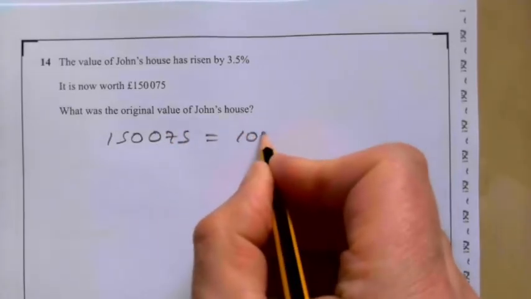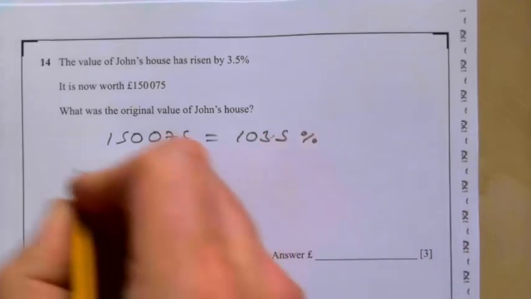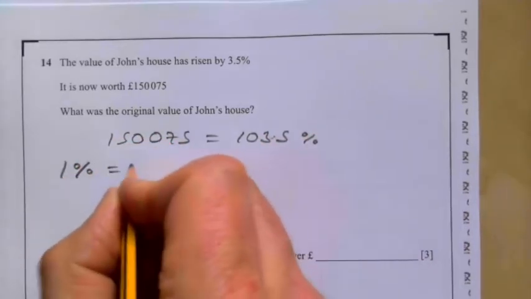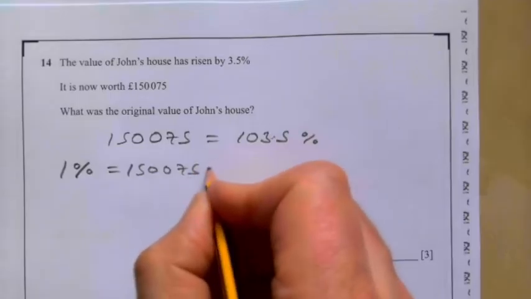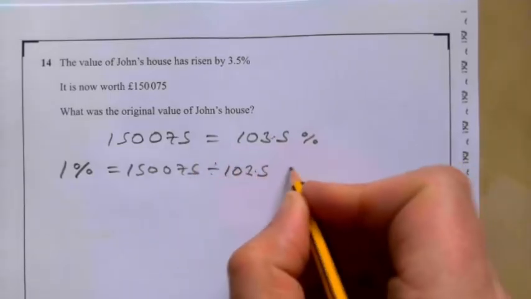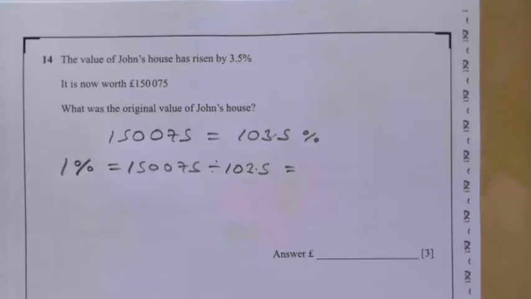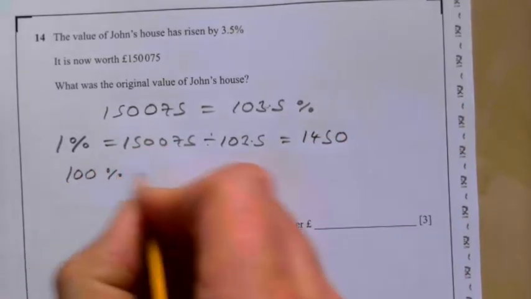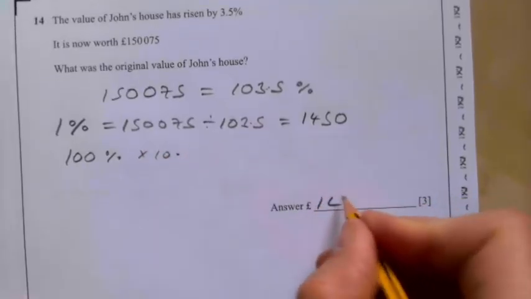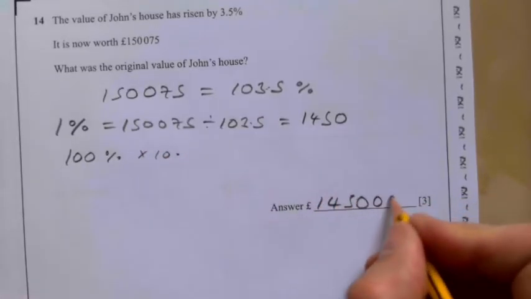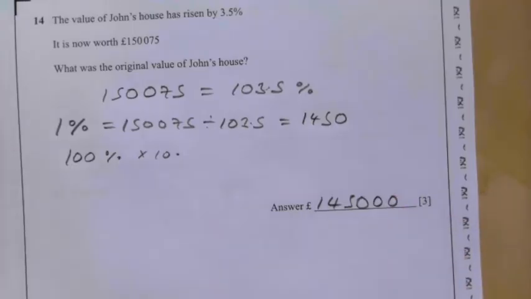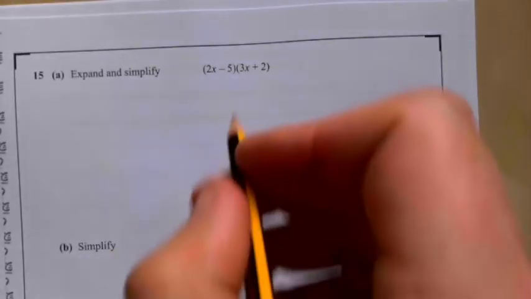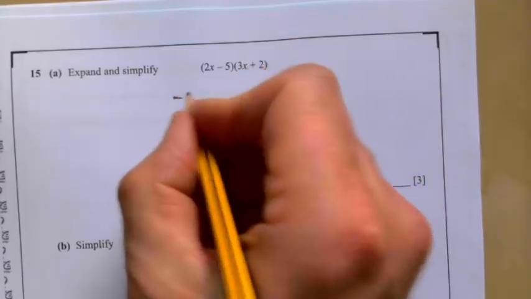150075 is equal to 103.5%. So to get 1%, we're going to do 150075 divided by 103.5. If you do that on your calculator, you get 1450. And then to get 100%, obviously, you're going to times by 100, so you get 145,000. So it's £145,000.